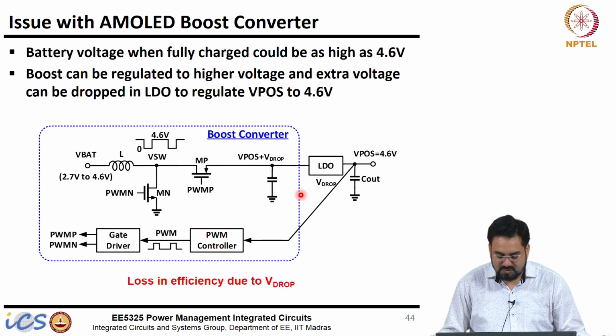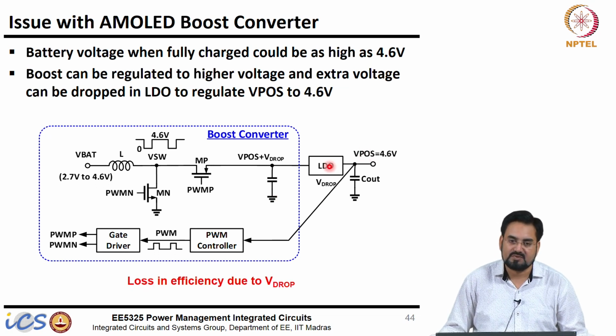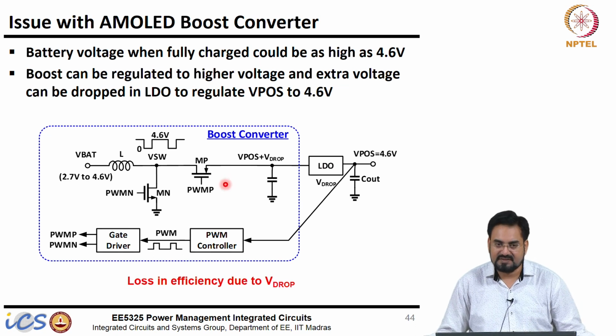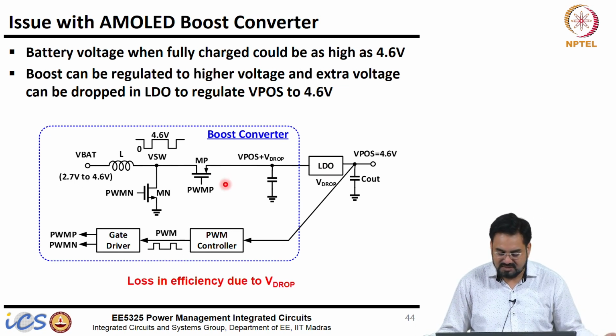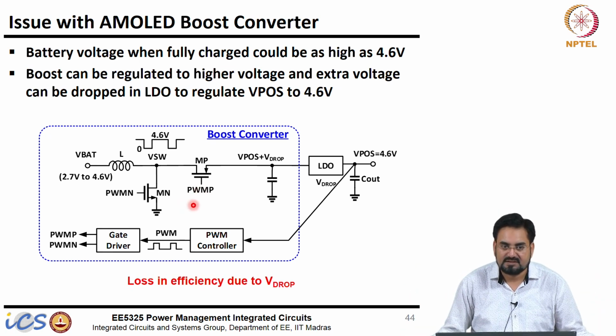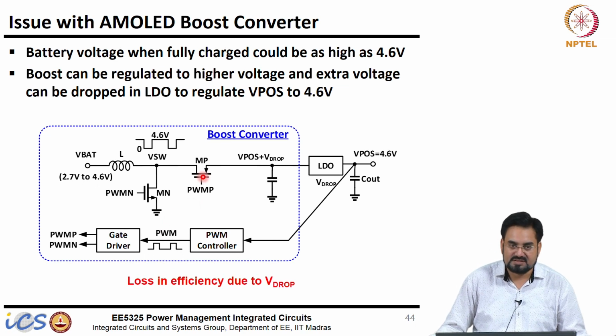This will obviously have some loss in efficiency due to this dropout voltage, but you have to live with it because that is the only way to regulate the output. There is one more technique. We know that if this MOSFET MP is replaced with a diode, it becomes non-synchronous, correct? And in non-synchronous mode the diode drop will be higher compared to the IR drop of this MOSFET, because the on resistance of the MOSFET is much smaller.